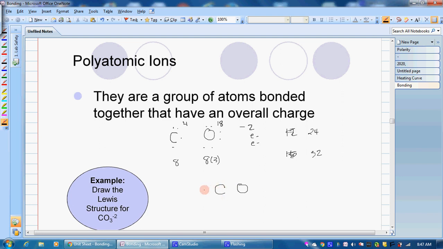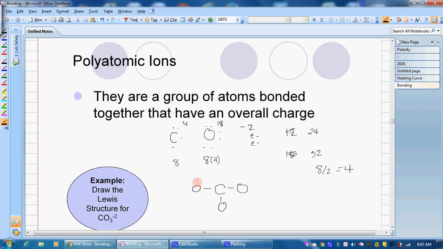Okay, so if we look at this, we put our oxygens around our carbon. And if we go ahead and put our bonds in, that would be normally what we would think our bonds would be. Okay, right here. That would give us only 3 bonds. So again, 32 minus 24 gives us 8. 8 divided by 2 tells us we should have 4 different bonds here.